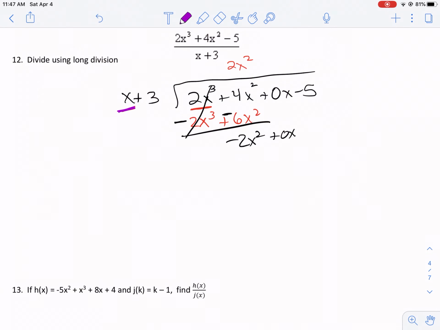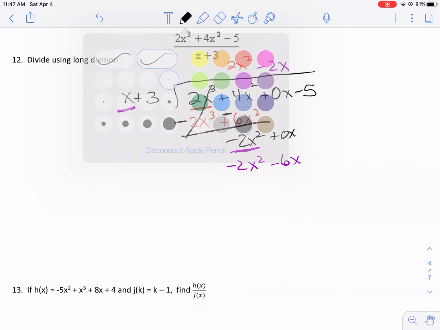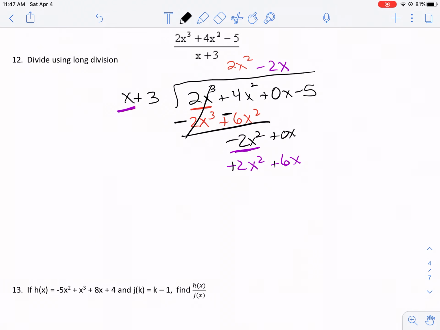What do I multiply x by to get a negative 2x squared? I multiply it by negative 2x. So when I distribute my negative 2x, I get negative 2x squared minus 6x. Subtraction step, change both the signs. 2x squareds cancel, so I get 6x, bring down the minus 5.